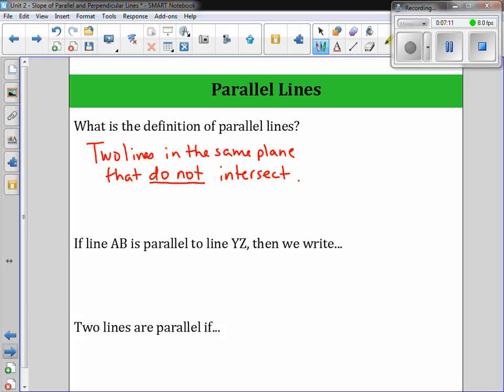So if AB is parallel to line YZ, we would write line AB is parallel to line YZ. And remember that two lines are parallel if the slopes are equal. Based off of this information, let's do a practice problem.